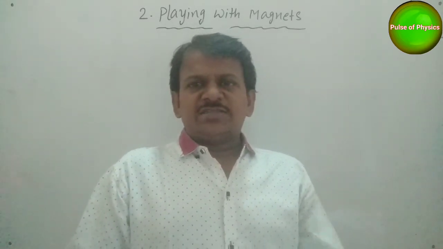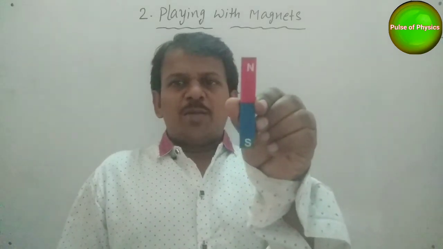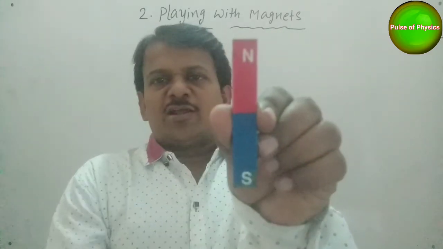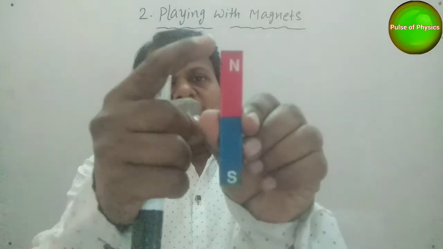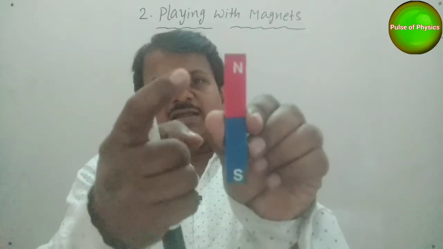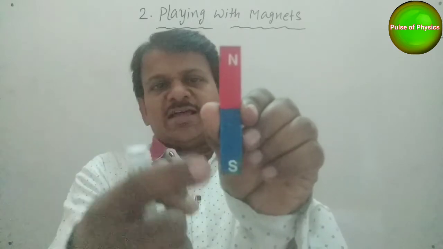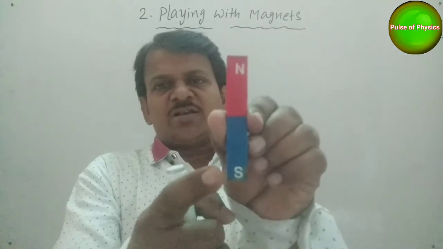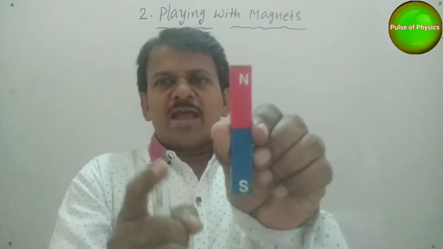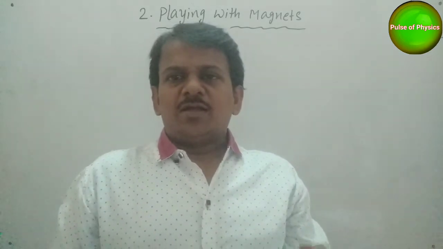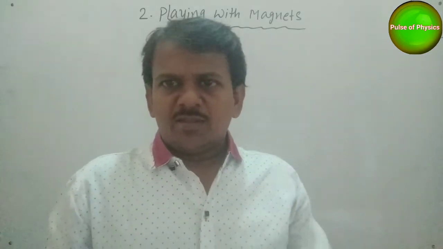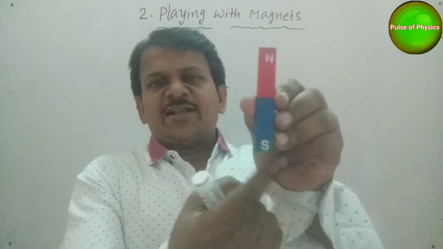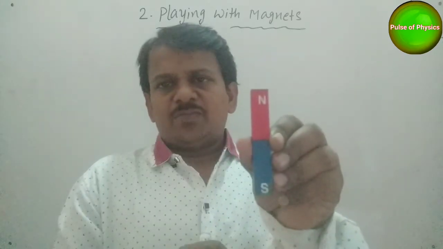Here, see this. It is a bar magnet. What is a bar magnet? It is in the shape of a rectangular bar. It has length and breadth, and at the two ends, two letters are indicated, N and S. N stands for North Pole, S stands for South Pole. Every bar magnet has two poles. What is meant by pole? The end of the bar magnet, where the force of attraction or repulsion is more.